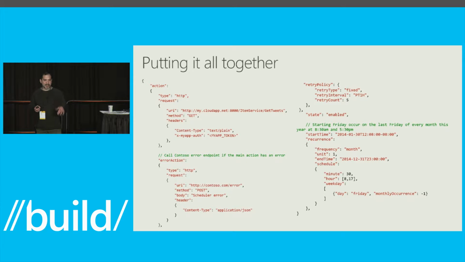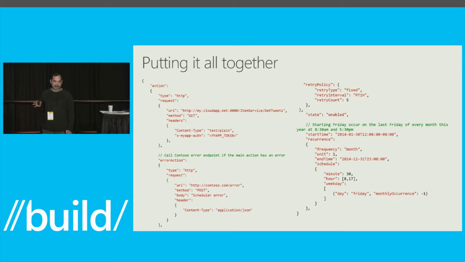I define an error action. That's another HTTP endpoint. This one happens to be a post to my error handler. And I'm going to post a message saying that there's a schedule error. I've defined a retry policy. That retry policy is fixed. It's going to run every hour 5 more times. It's going to retry 5 times.